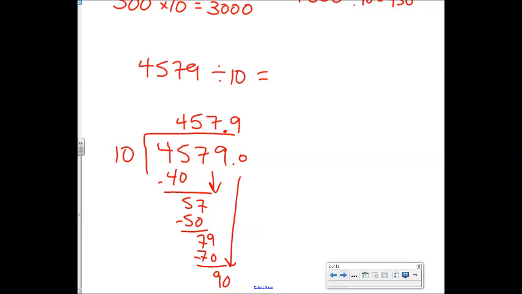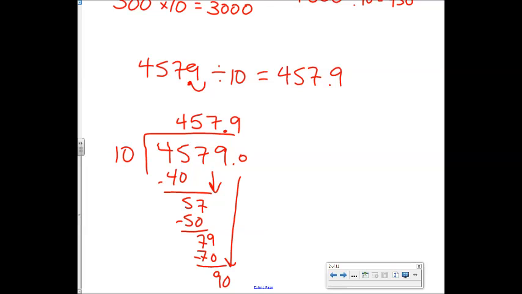Okay, so what happened to go from 4579 to our answer? All of a sudden there's a decimal in there. But it looks like all you really did was move a decimal over one time. So dividing by 10, if it ends in a 0, you just knock off a 0. If it doesn't end in a 0, it's the same thing as just moving the decimal over one time.